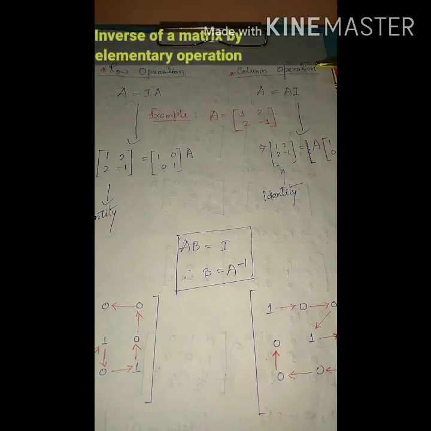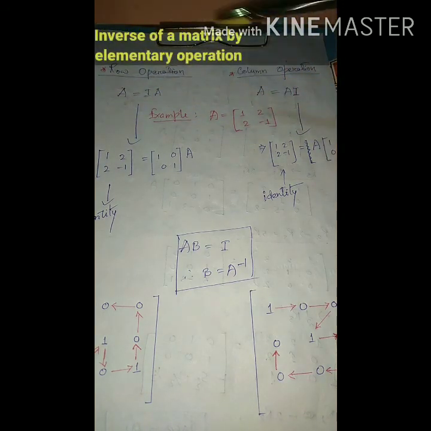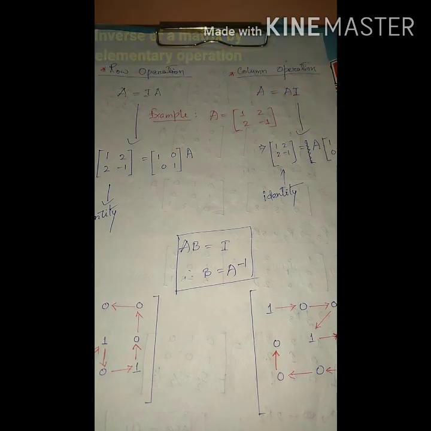So in column operation, what do you have to write? We have to write A equal to A I. You see the difference? A equal to I A for row operation, and for column operation, A equal to A I. So how do we apply the operation here?